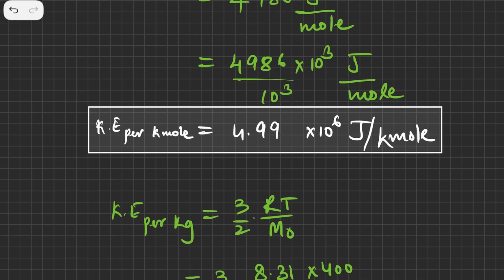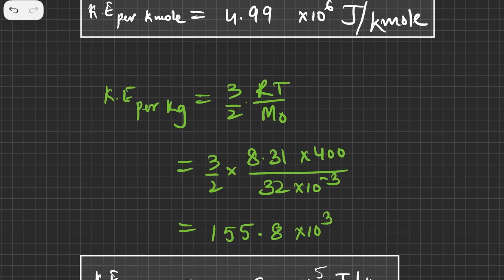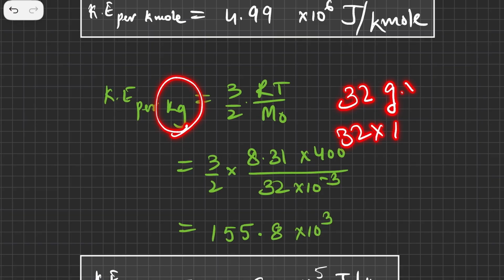Now we go to the second question, that is kinetic energy per kg. So kinetic energy per kg is 3 by 2 RT by m0. Again I would say go back to the videos to find out this formula. R is given, T is given, m0 is given, R is substituted, T and m0 is substituted. Now pay attention that 32 is in grams and they have asked in kgs. So I will convert this here itself, 32 into 10 raised to minus 3. So this will become in kg. That's why this 10 raised to minus 3 comes in.